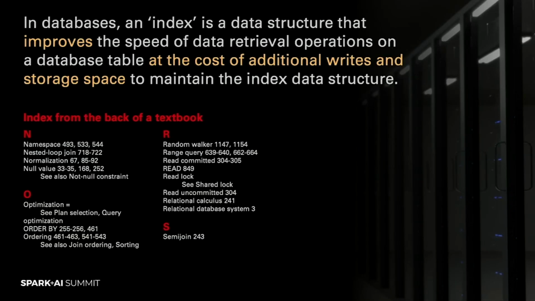For instance, if I wanted to find where in the textbook the phrase nested loop join appeared, I would quickly go to the section which has every word starting with the letter N, and I would look up nested loop join, and I will immediately see that it's appearing between pages 718 and 722 in the textbook, and that's an index for you. In short, one can imagine an index is a shortcut to accelerating some of the queries.